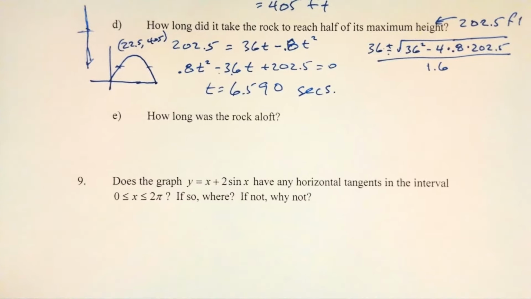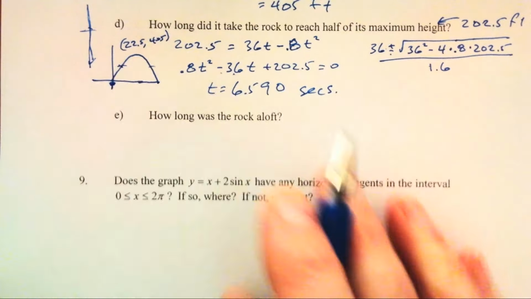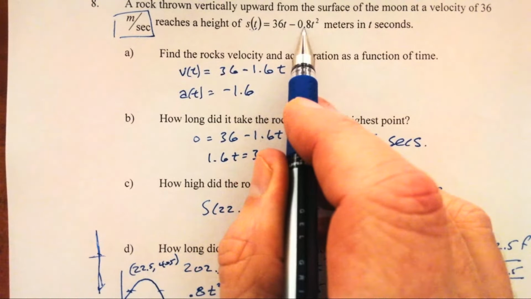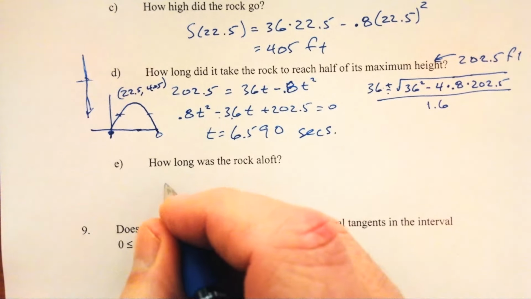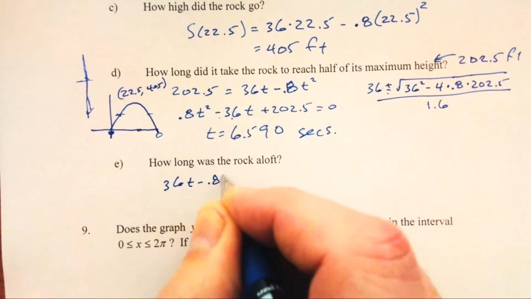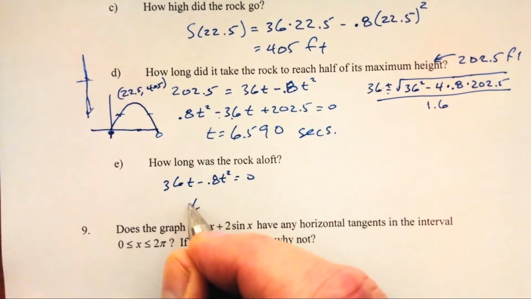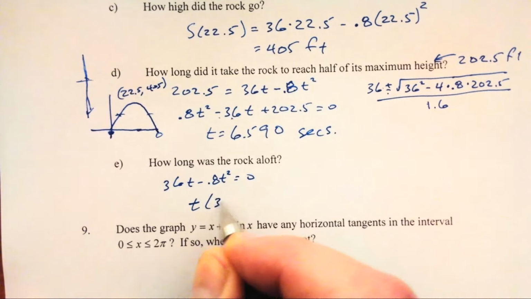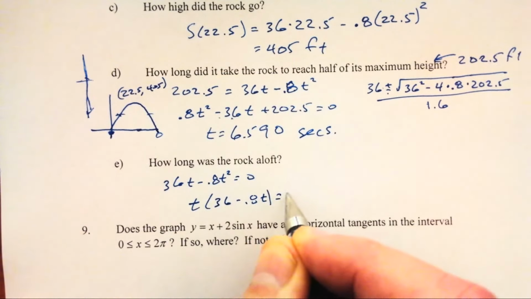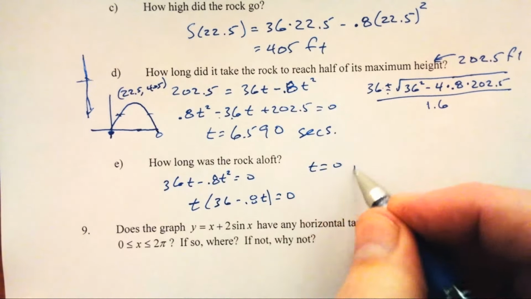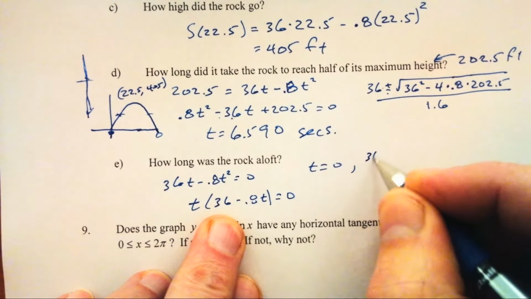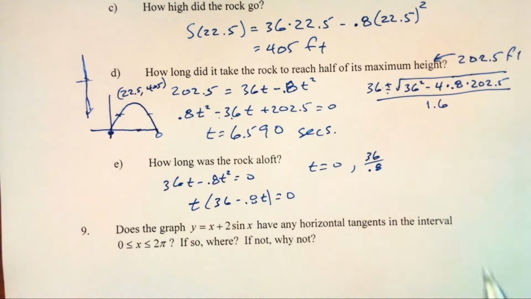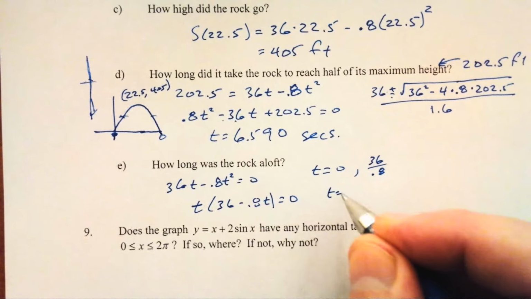Okay, how long was the rock aloft? Well, the rock was aloft from time 0, because 0 is a 0, until it hit the next 0. So I just want to find when 36t minus 0.8t squared equals 0. If I factor out a t, I get t times (36 minus 0.8t) equals 0. I get t equals 0, and t equals, let's see, I would subtract 36 and divide by negative 0.8. That's 36 over 0.8. 36 divided by 0.8 is 45. So t equals 0 and 45.